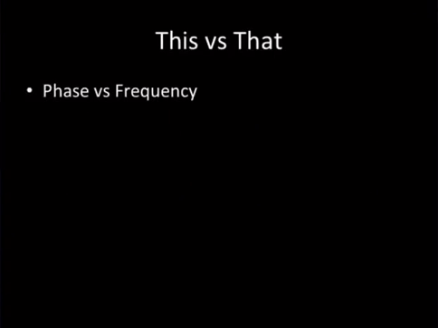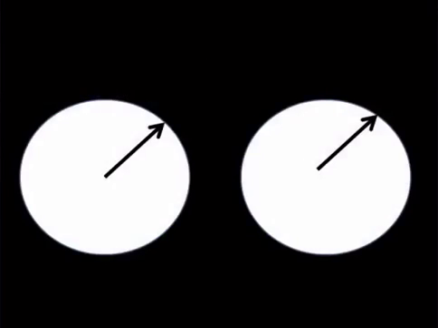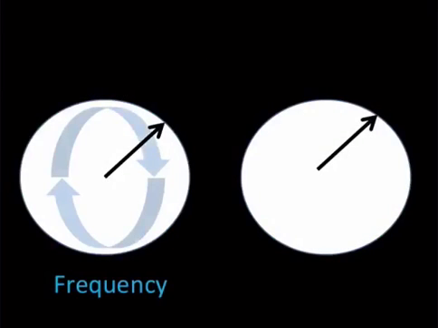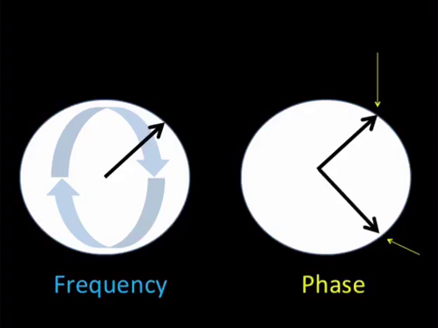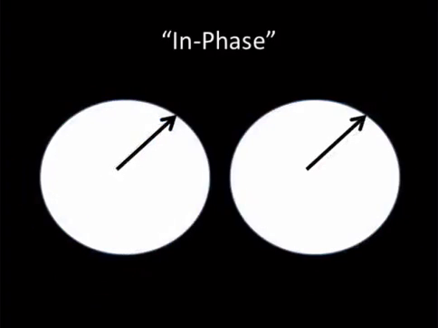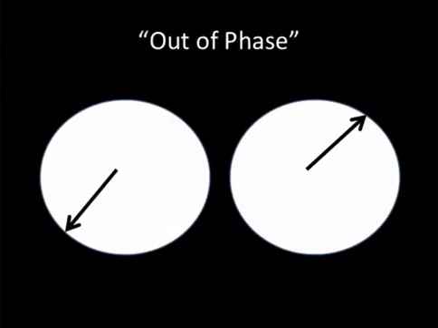So what's the difference between phase and frequency? Frequency is how fast they're moving around, or at what speed they're moving around. Phase is where they're at on their path. Either they're together, in phase, or they're not, out of phase. So this would be in phase, this would be out of phase.